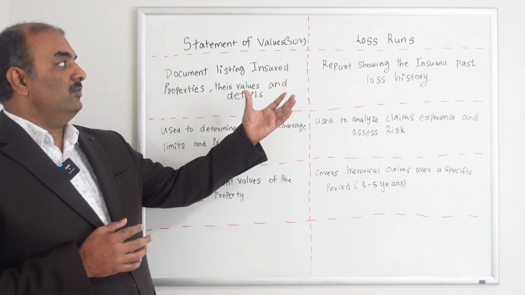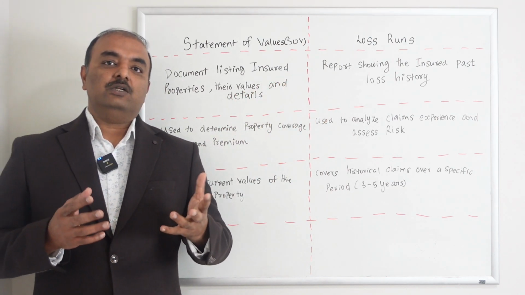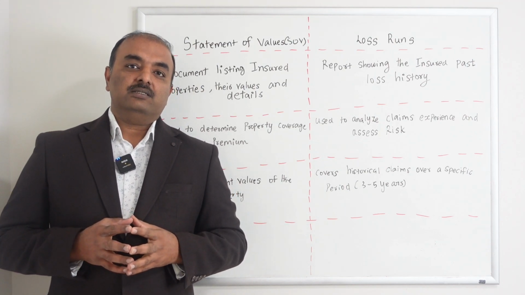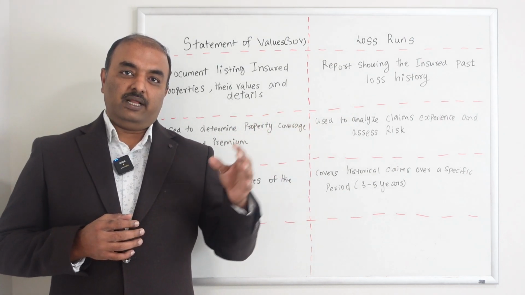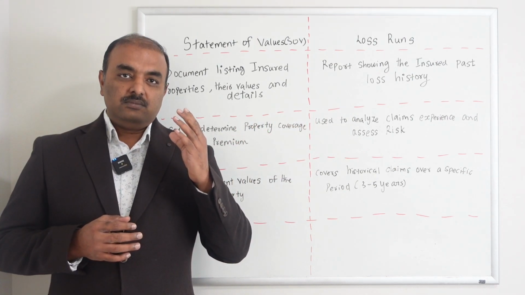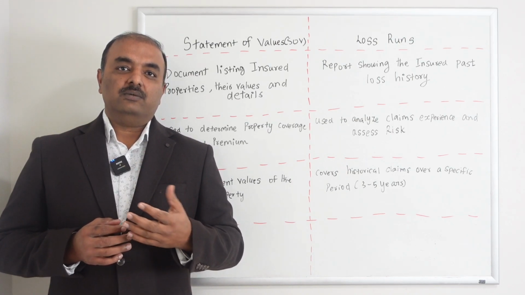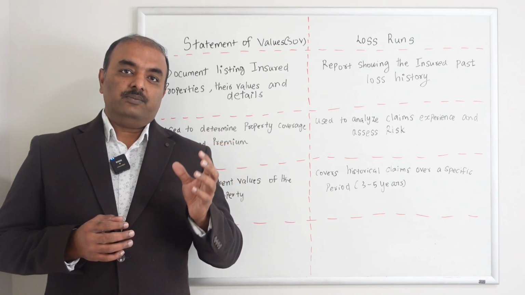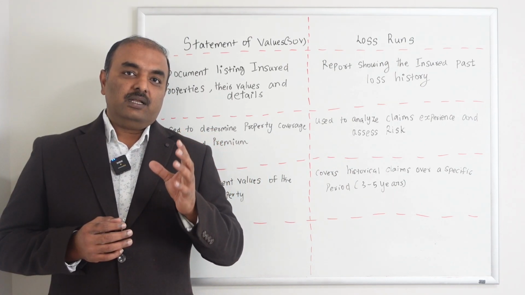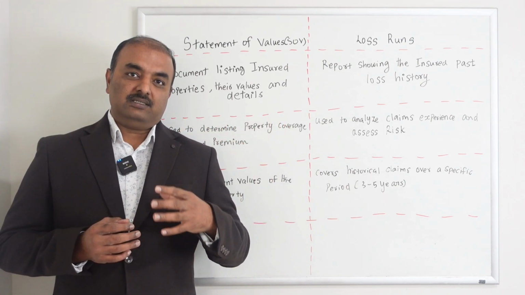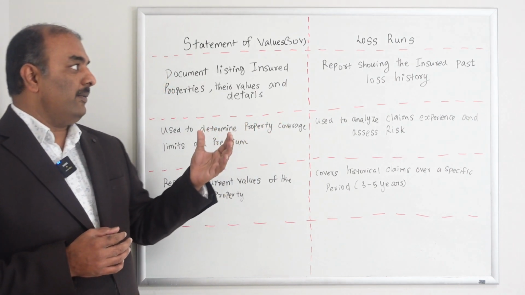Whereas loss runs are a report that shows the insured's past loss history, most probably 3 to 5 years, sometimes 10 years, because that particular customer may have had insurance policies with different insurance companies down the line. So whenever a broker comes to us and asks for a new policy, the first thing the insurance company is going to ask is, give me a loss run report. So the broker is going to run that loss run report. That report is going to have typically all the past claims that this particular customer had with any insurance company, not only with this insurance company. So this is the primary difference.